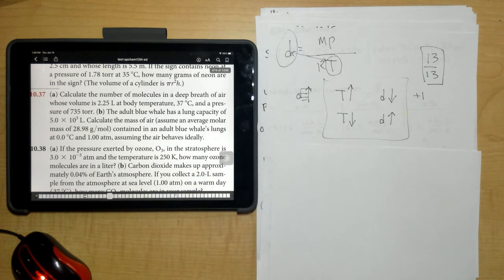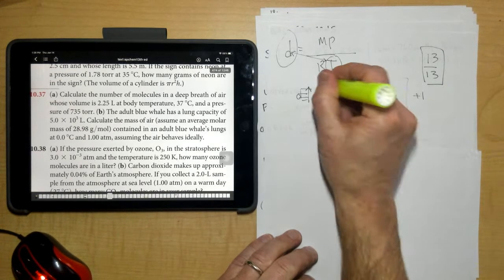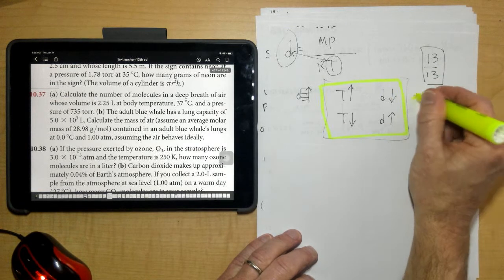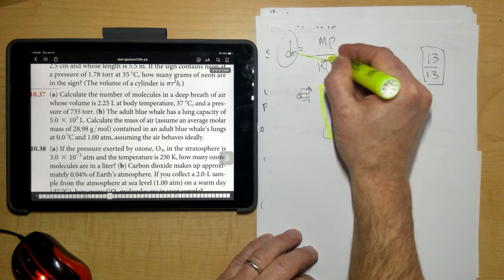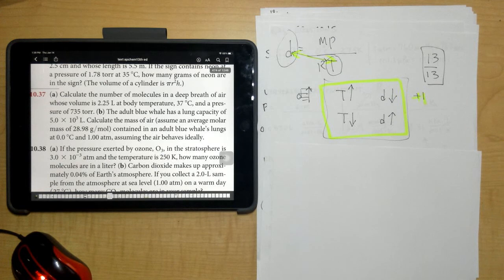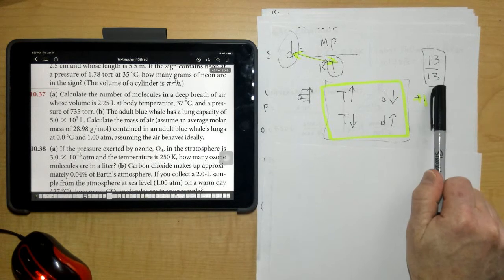Circle, square, star, box that relationship. Give yourself +1 for that. Just having this equation and noting that it is an inversely proportional relationship is absolutely fine. That's what we've got time for today. That is 13 points out of 13.